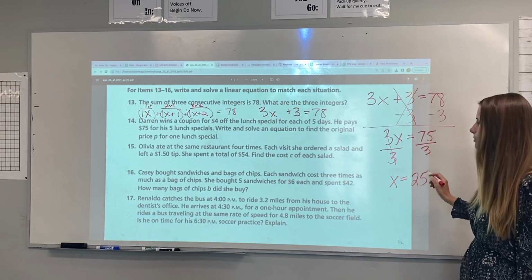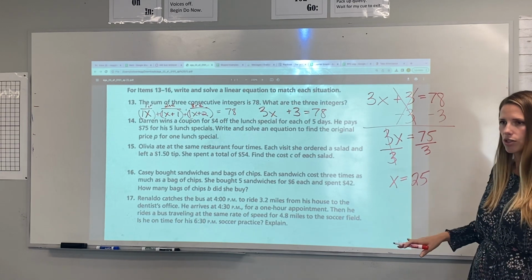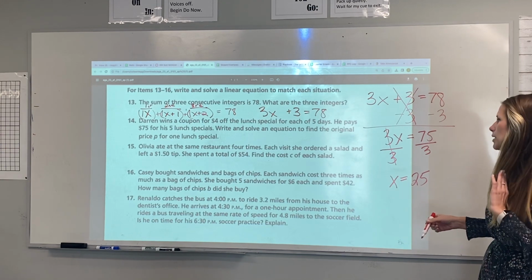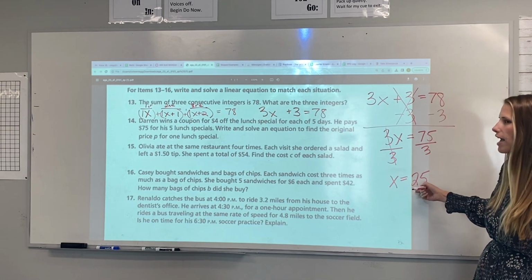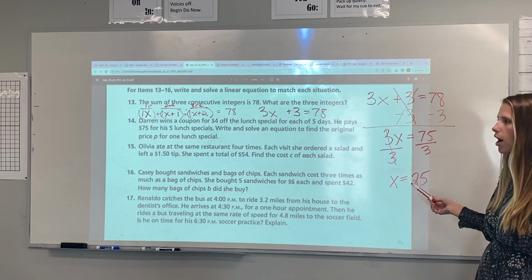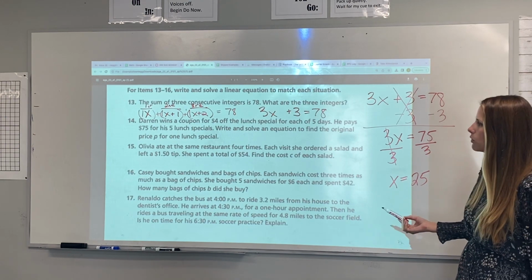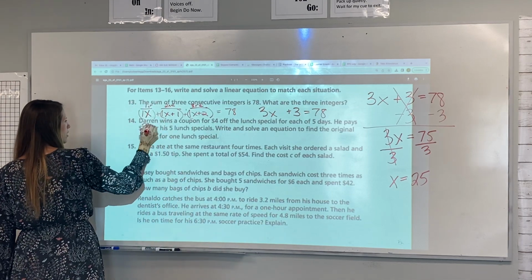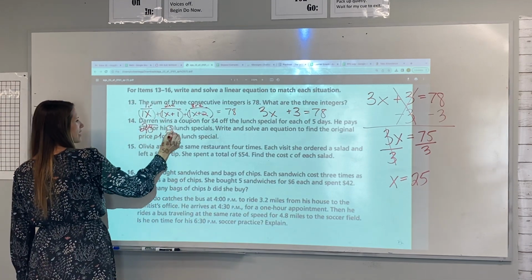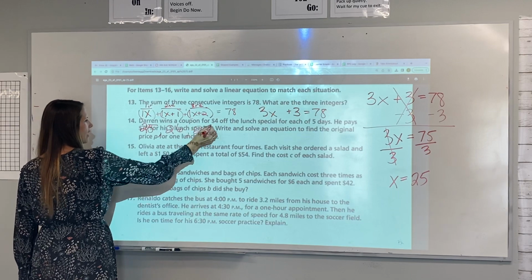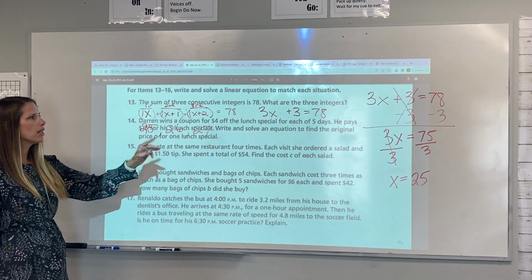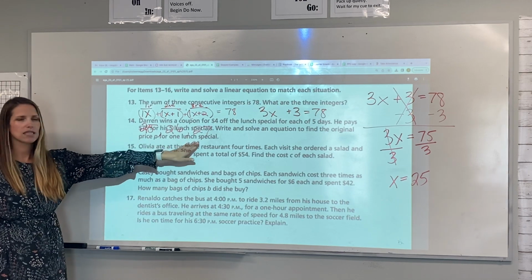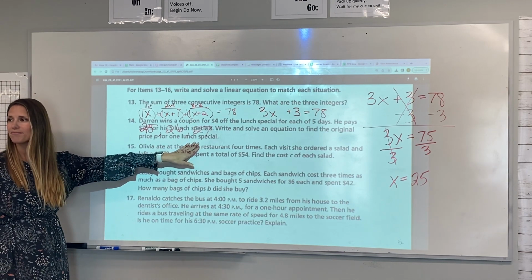Did anybody just get 25 as their answer and just left it like that? No? That's good, because x equals 25, but they don't just want the value for x. They don't just want the first number. They want the first number, the second number, and the third number, right? They want all 3 integers. So in a row, 25, 26, and 27. Is that what you got? Good job.